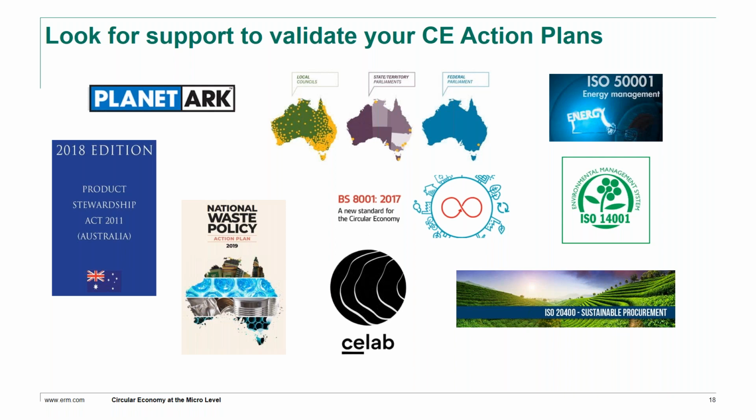So, I also highly recommend you look for support to validate your circular economy action plans. There is so much support out there for your business to adopt circular economy principles. If you are new to these concepts, then my suggestion would be you get in touch with your local council to see what support is available. You review guidelines and policy documents such as those on the slide. Developing a sustainable procurement policy is a great way to start, and ISO 20400 can guide you in this. The Australian Government Sustainable Procurement Policy is also a really great guiding document.